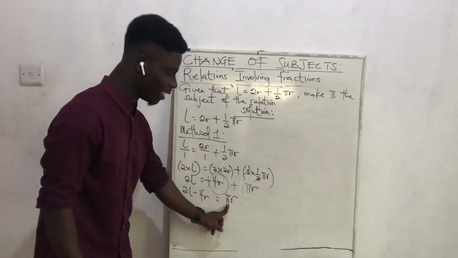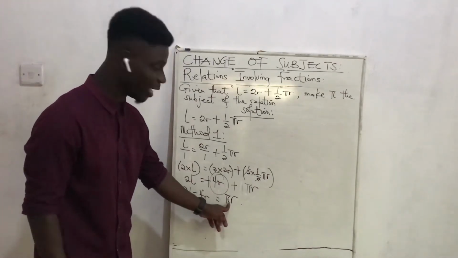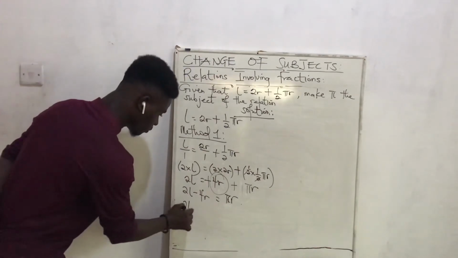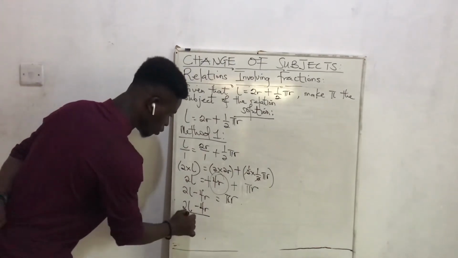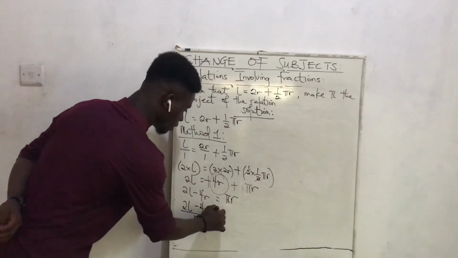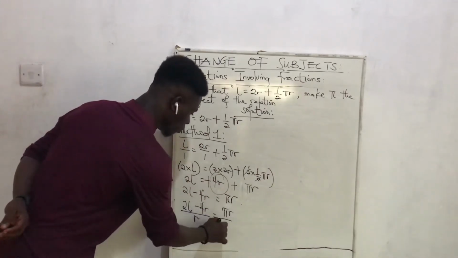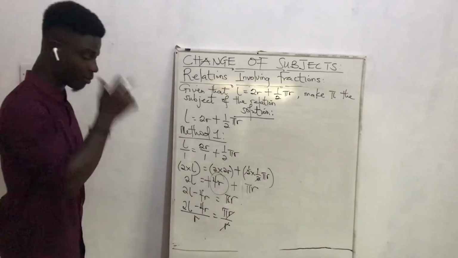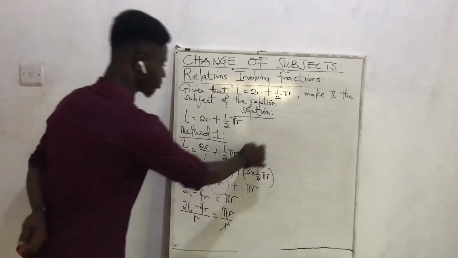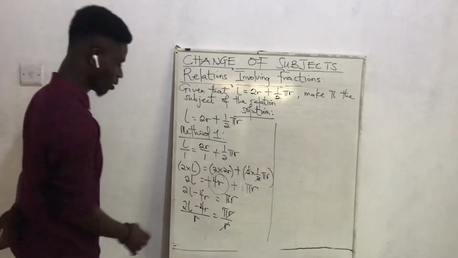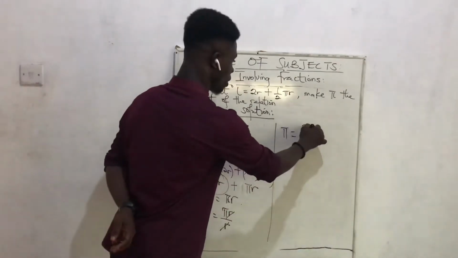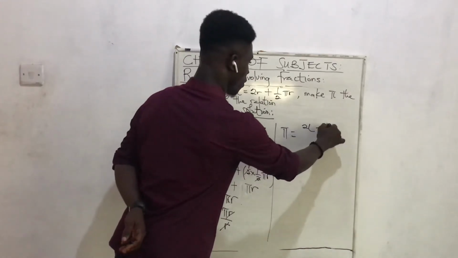Here they are multiplying, so in order for you to get pi, you have to divide. So I have 2L minus 4R all on R equals pi R all on R. So R cancels R. Right. So now, what do we do again? We have pi being equal to 2L minus 4R all on R.